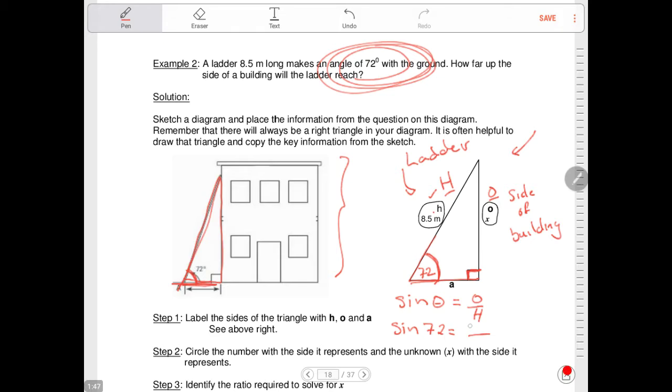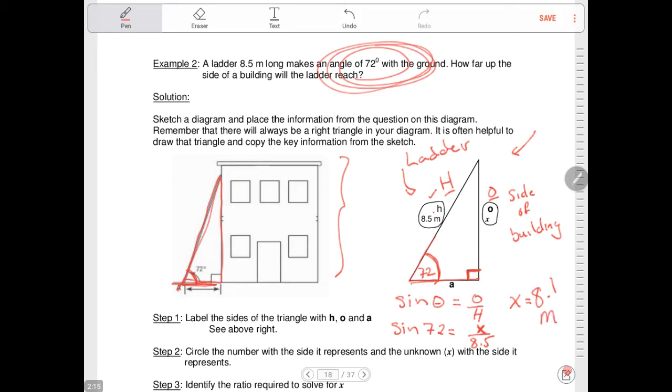Then you go to the angle in question, go across, that's your opposite. Okay, let's fill in what we have. Do we have our O value? No. They want us to find that height. It says how far up the building. Do we have our hypotenuse? It's 8.5. This is the strategy where you multiply sine 72, close bracket, times 8.5. So sine 72 times 8.5 gives you a value, about 8.1 or 8.08.